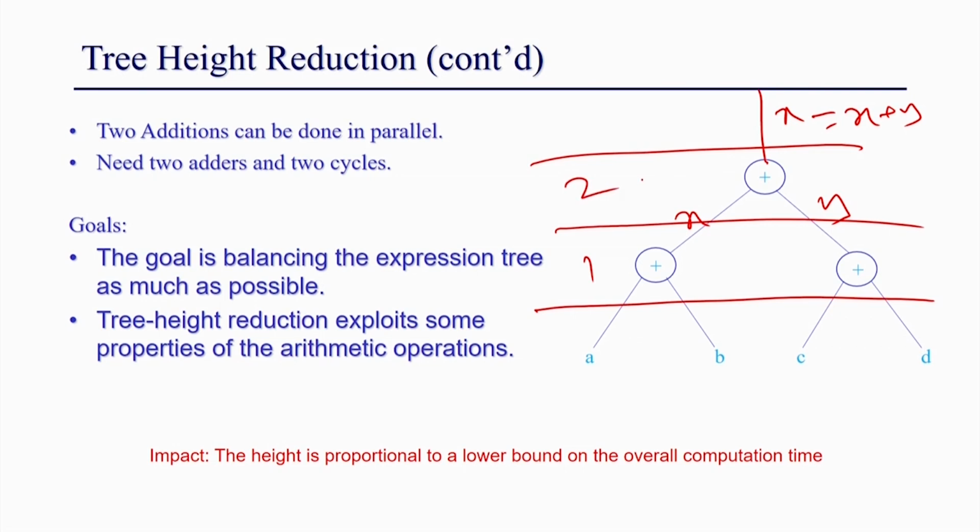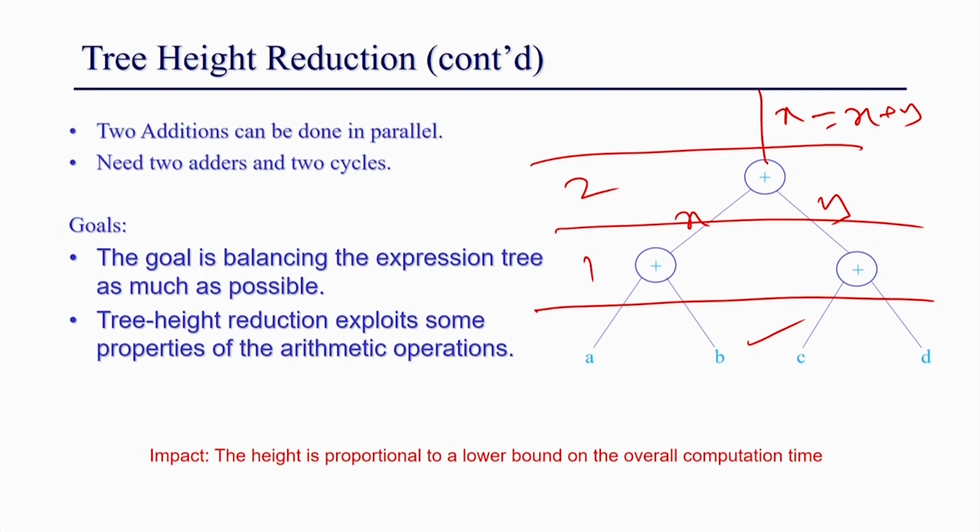Right. But I need two adders, because now two addition operations are happening in parallel. Suppose you have these two adders available, then probably this is a better choice, because now this is taking one cycle less than the other one. So the idea of tree height reduction is to balance the expressions as much as possible, so that you can execute operations in parallel which are not dependent.